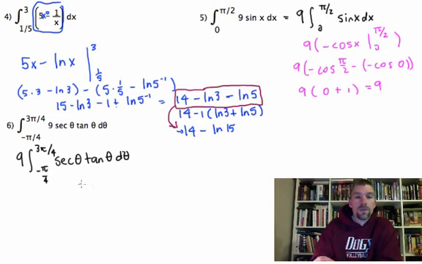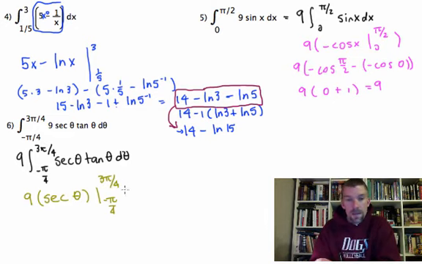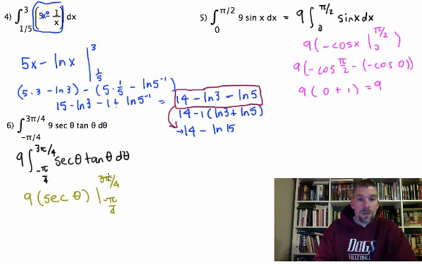So derivative of what? Well, the derivative of secant is secant theta tan theta. So we would say that we're going to have 9 times secant theta evaluated from negative pi over 4 to 3 pi over 4. Okay? And when we do that, we're talking about where we stop minus where we start. And it might help to remember that secant theta is 1 over cosine. All right, so if secant is 1 over cosine, the other way we could think about this problem is this way.